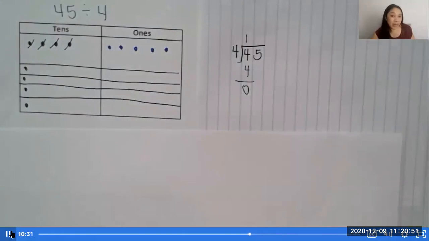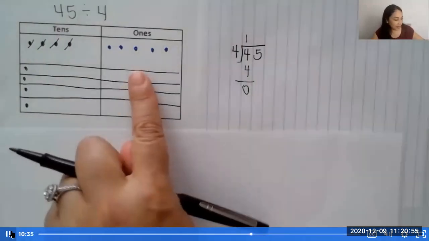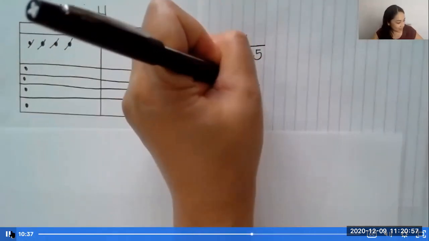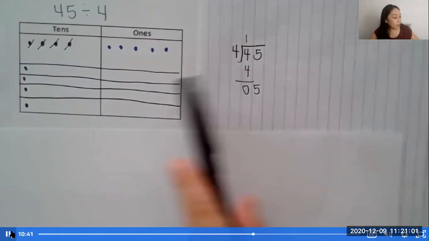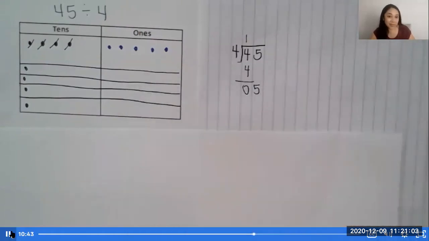How many do we have remaining to divide? We have 5 ones remaining. 5 ones divided by 4 groups equals 1 one. We can place 1 one in each group, but we're going to have 1 remaining. Go ahead and distribute the discs, crossing off the 4 that you use.